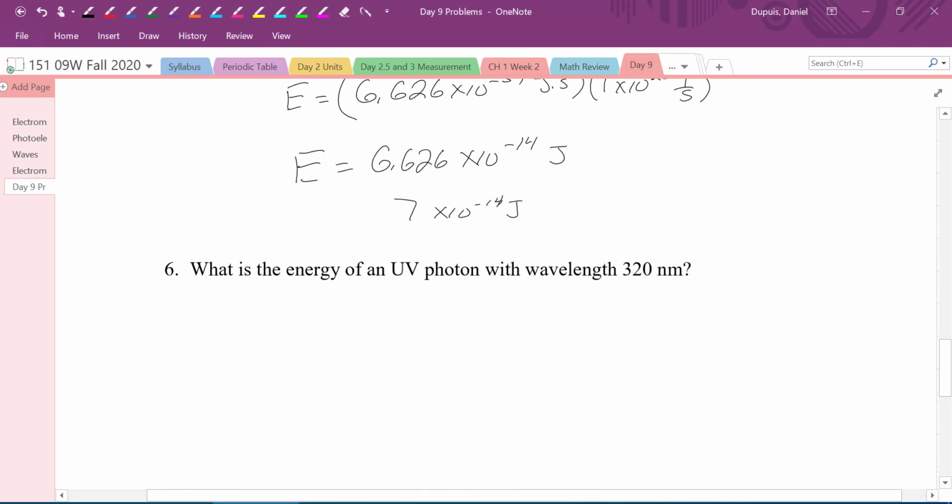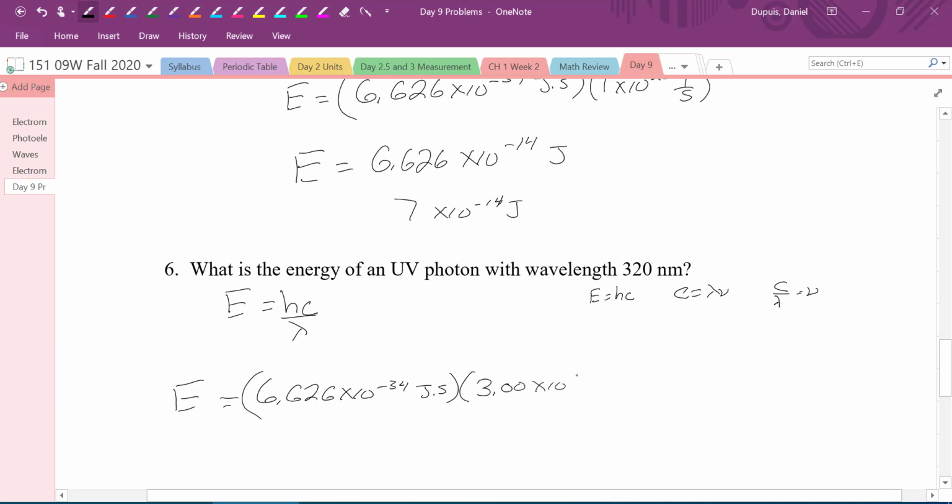Number 6. What's the energy of a UV photon with the wavelength 320 nanometers? Well, I'm going to use E equals hc over lambda, not h nu. Before we get there, c equals lambda nu, so c over lambda is nu, and plug that in to E equals hc over lambda. Planck's constant is 6.626 times 10 to the negative 34 joules times seconds. Speed of light, 3.00 times 10 to the 8th meters per second. Wavelength, 320 times 10 to the negative 9th meters.